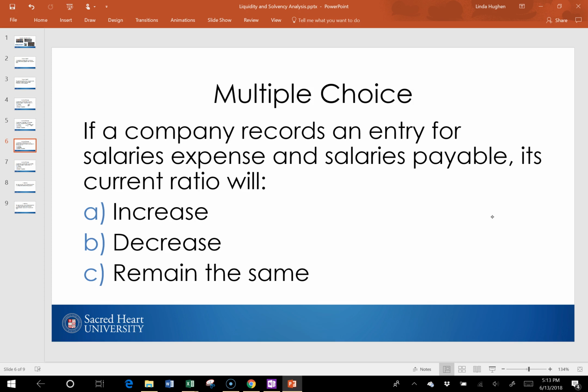Okay, if a company records an entry for salaries expense and salaries payable, so let's say it's the end of the month, employees will not be paid until next week, not in the current period, but we have used their services, so we need to record the expense and the fact that we owe them. What will happen to the current ratio? Will it A, increase, B, decrease, or C, remain the same? Pause now so that you can think this example through.